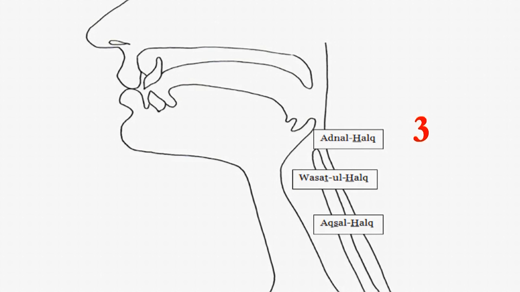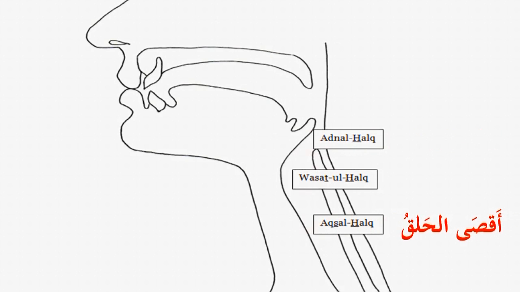Al-halq has three specific points of articulation, and they are aqsa al-halq, wasat al-halq, and adna al-halq. So these 3 points of articulation again are aqsa al-halq, wasat al-halq, and adna al-halq.